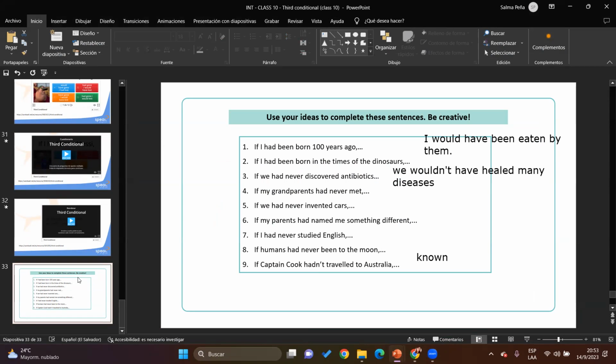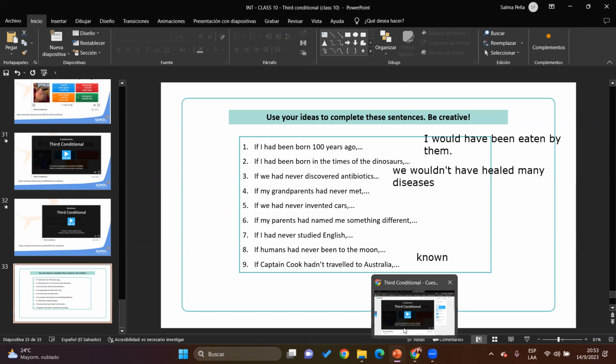As you can see, when you practice with many sentences, it becomes easy for you to create the structure, because that is the idea: to memorize the structure that we have to follow, right? If I had studied, if I had invented, if I had named, and then the would. I would have, and then the past participle. That's the part that we don't have to forget about.